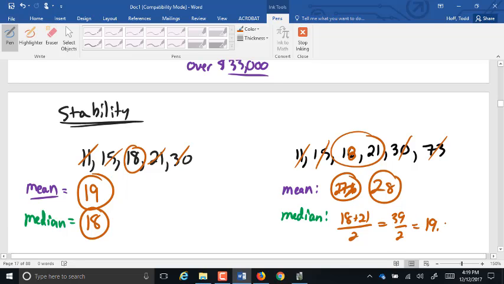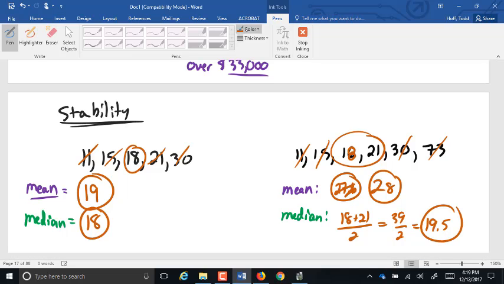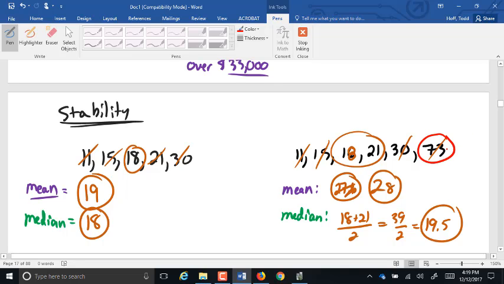You get 19.5. So you'll notice here, by adding that one number, that 73, which is way larger than the others, the mean went from 19 to 28. The median only went from 18 to 19.5. So the median is more stable because it's not affected as much by those extreme values.